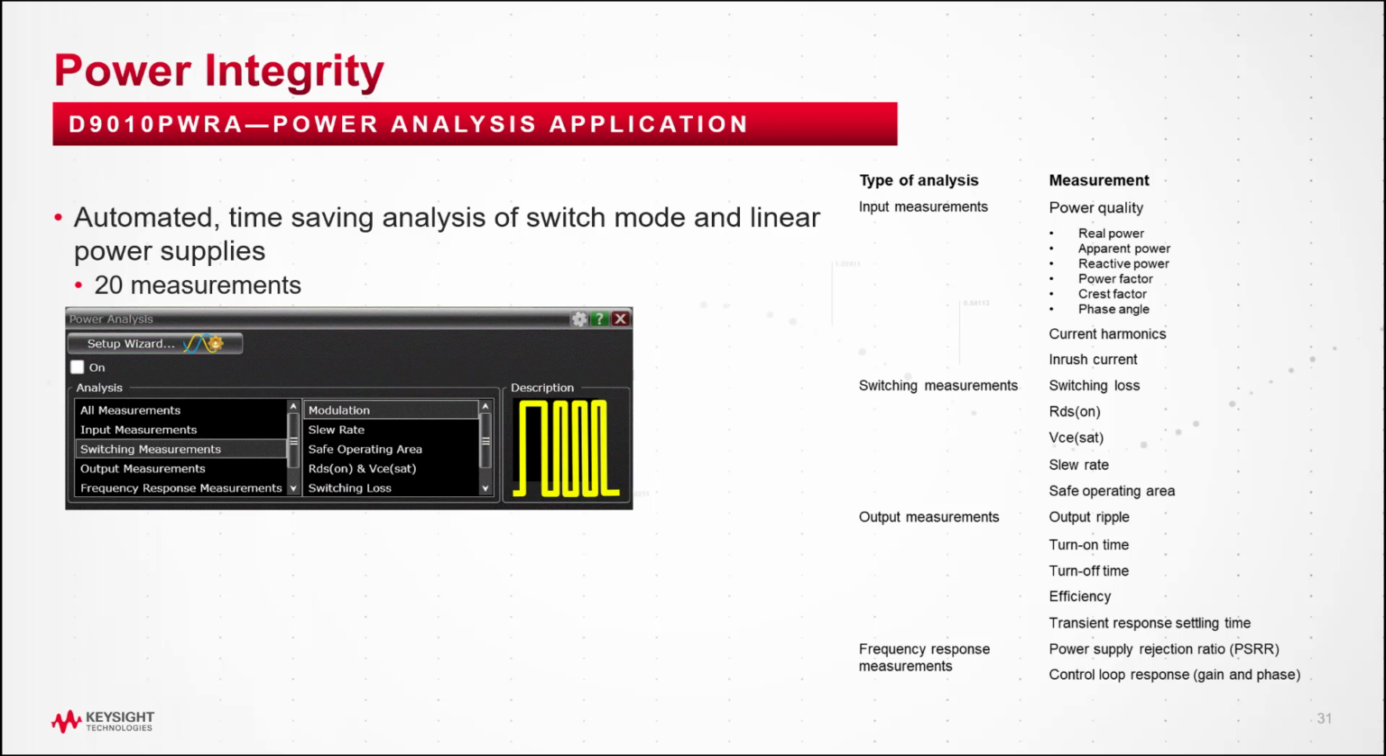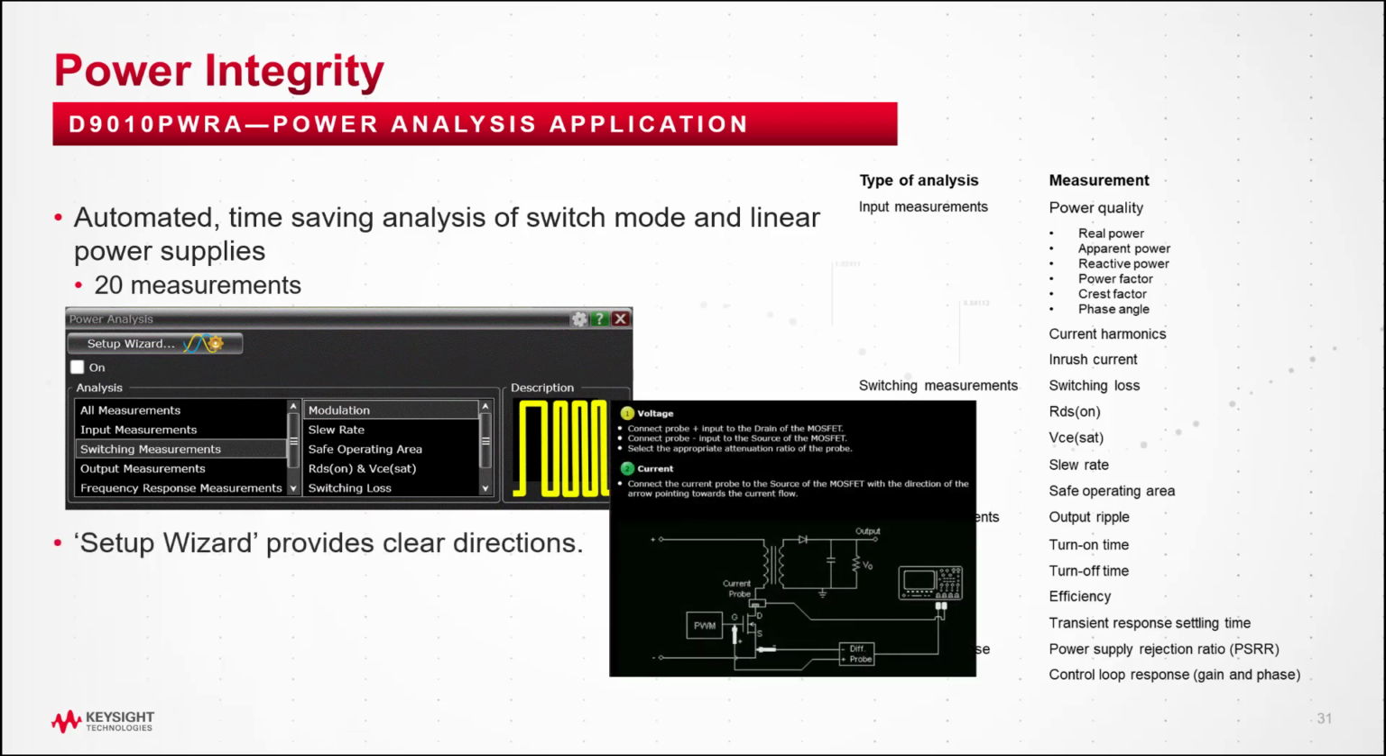Another set of analysis applications we have is our D9010 PWRA Power Analysis app. This is a suite of 20 automated measurements for switch mode and linear regulators. So that could be AC to DC converters or DC to DC. The list of measurements is on the right. I'm not going to go through them all, except to point out at the bottom there are some frequency response measurements, which might surprise you because you probably associate that more with something like a network analyzer. But with our EXR and MXR scopes, we're able to do some frequency response measurements, which just saves a little time in trying to find the network analyzer, making sure it's calibrated and the software's up to date and stuff like that.